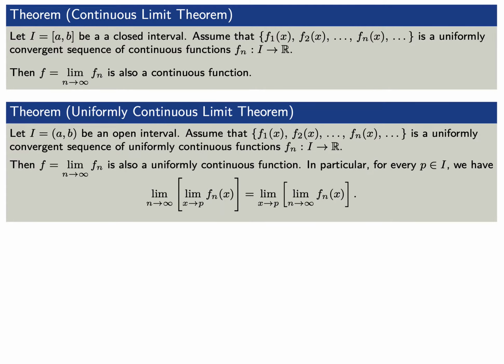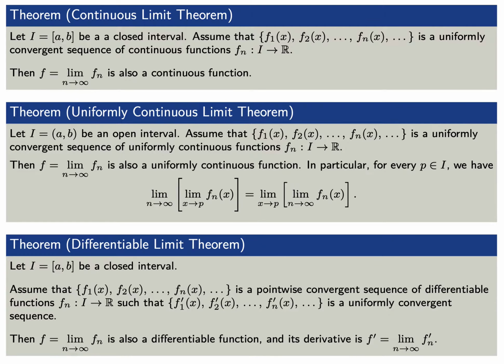Similarly, let I be an open interval and say that the f sub n's define a uniformly convergent sequence of uniformly continuous functions f sub n. Then not only is the limit f a uniformly continuous function as well, but we can interchange limits in the following sense. For every point p, the limit as n increases without bound of the limit as x tends to p of f sub n of x equals the limit as x tends to p of the limit as n increases without bound of f sub n of x.